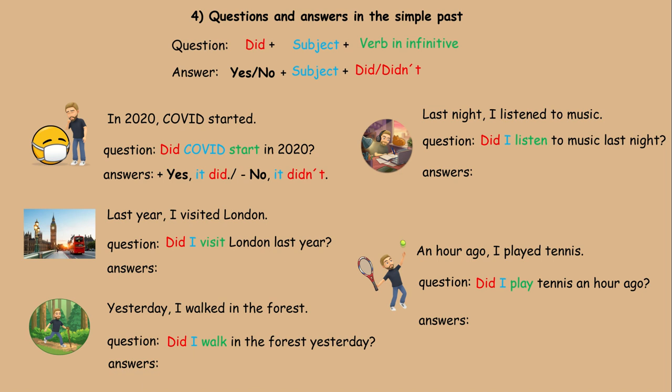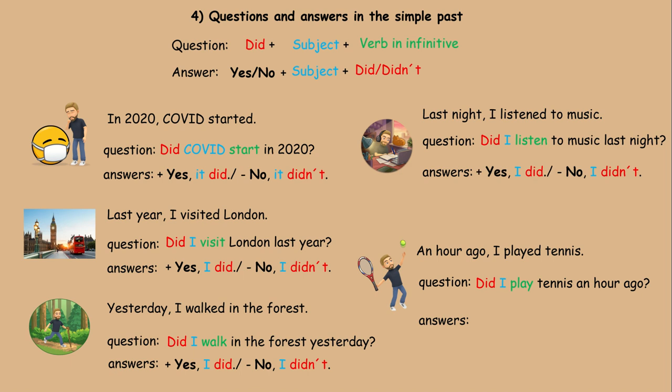Second sentence. Did I visit London last year? Yes, I did, or no, I didn't. Third sentence. Did I walk in the forest yesterday? Yes, I did, or no, I didn't. Next sentence. Did I listen to music last night? Yes, I did. No, I didn't. Last sentence. Did I play tennis an hour ago? Yes, I did. Or no, I didn't.